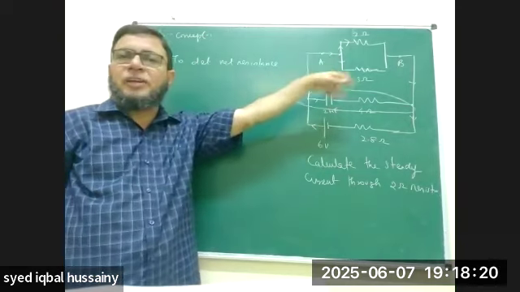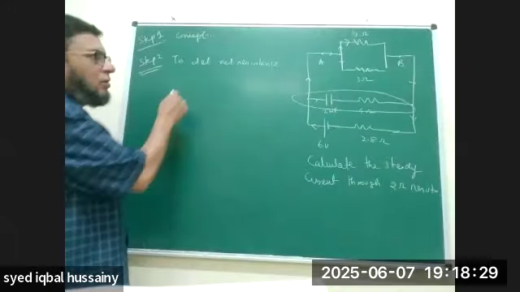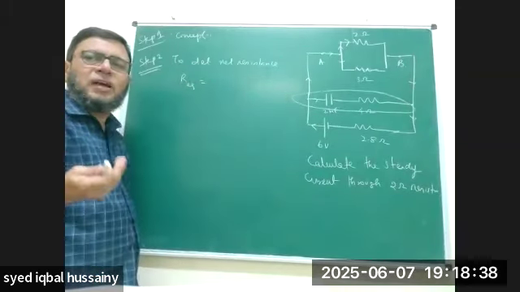If it is parallel, what is the formula I taught you? If it is parallel means what is the formula? 1 by R_T equal to 1 by R1 plus 1 by R2. So, shortcut बोलो. Short trick मारो. Sir, R1 R2 by R1 plus R2. So R1 into R2 by R1 plus R2. Very good. So R equivalent. Equivalent means net.